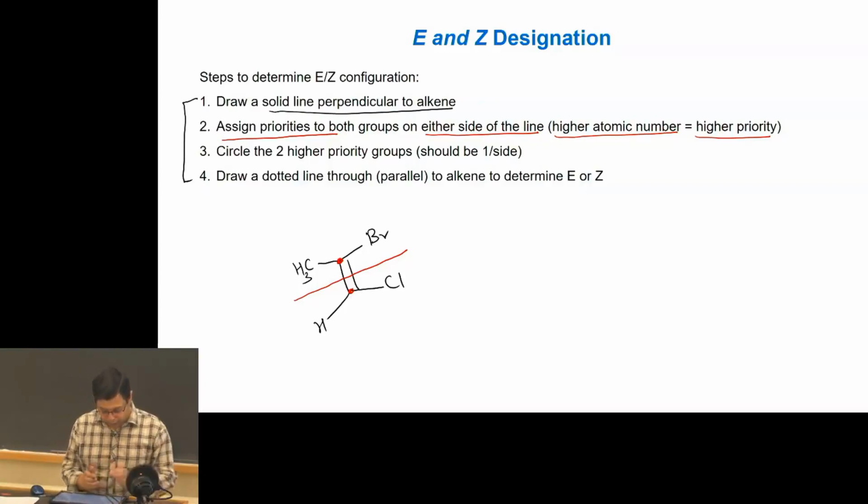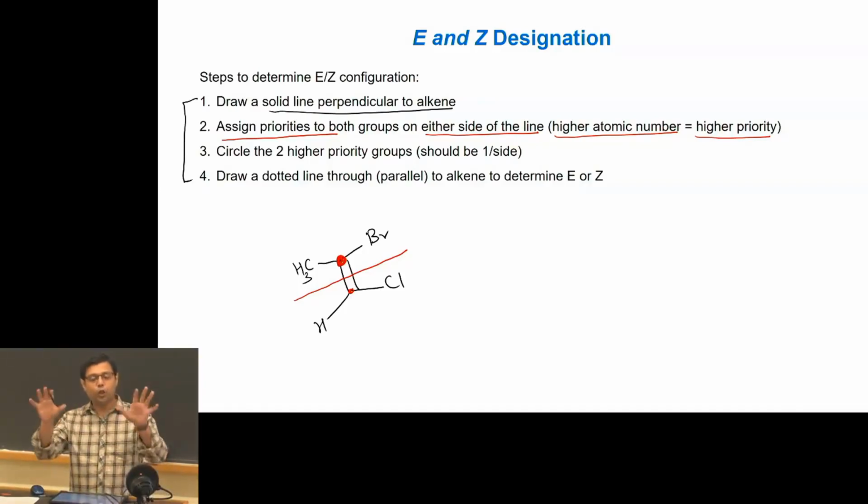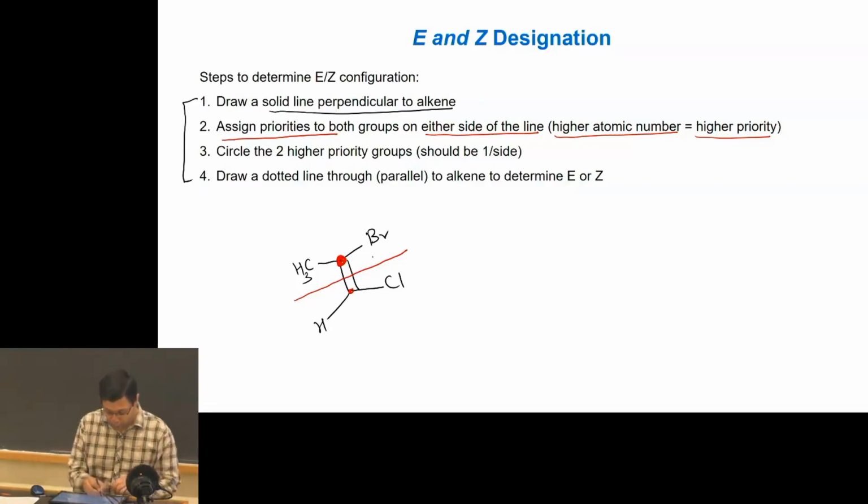All right. So now let's take a look at this carbon. You're evaluating the groups on that carbon. You have a bromine and a CH3. Bromine has higher atomic number than CH3, so bromine gets priority 1, CH3 gets priority 2.